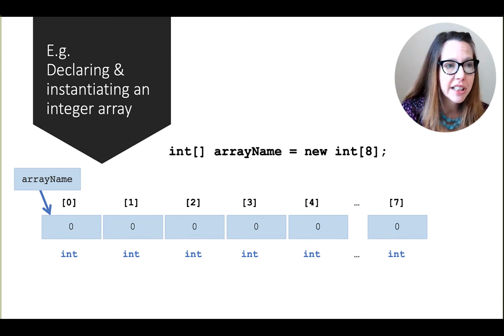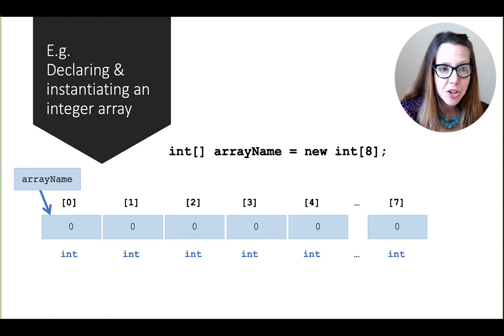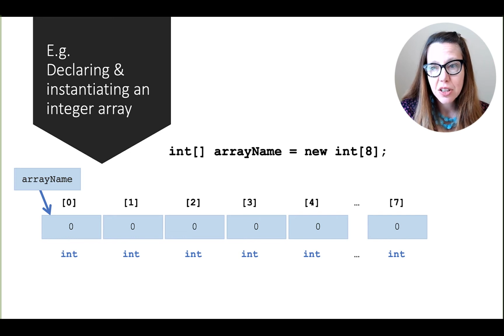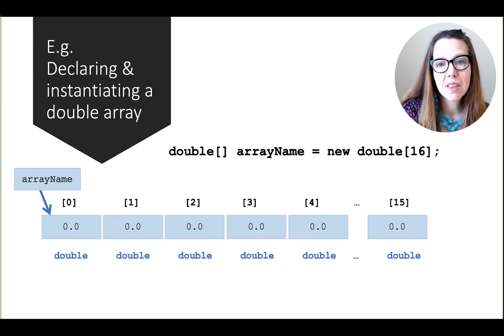Here's an example of declaring and instantiating an integer array, as we've seen before. In this case, we're creating an integer array named array name, which can hold 8 integers. Note that when the integer array is instantiated using the new operator, each element in the integer array holds zeros.